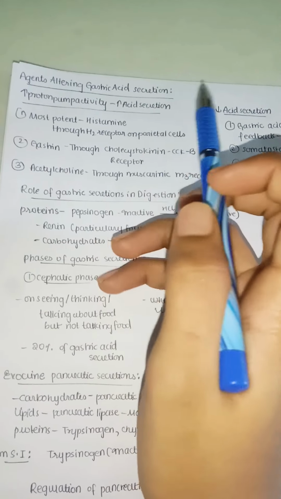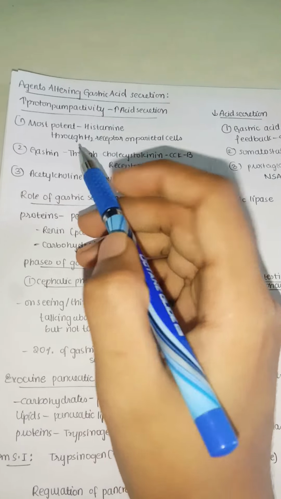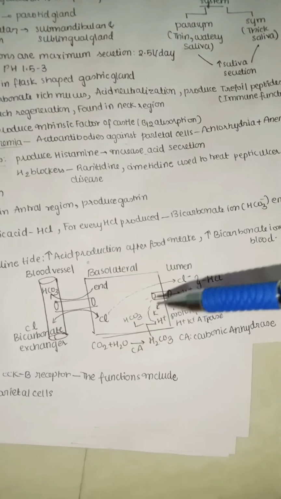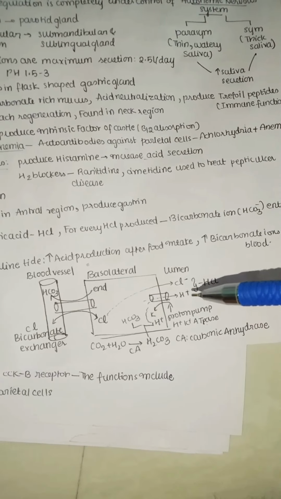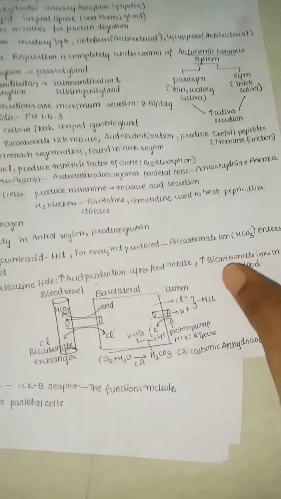Now let us see the agents which are altering the gastric acid secretion. Mainly, whenever there is higher proton pump activity, it will lead to higher acid secretion. Because in this diagram, higher proton pump activity means more hydrogen ions come out into the lumen and more potassium goes into the cell. So because of this, there is higher production of HCl.